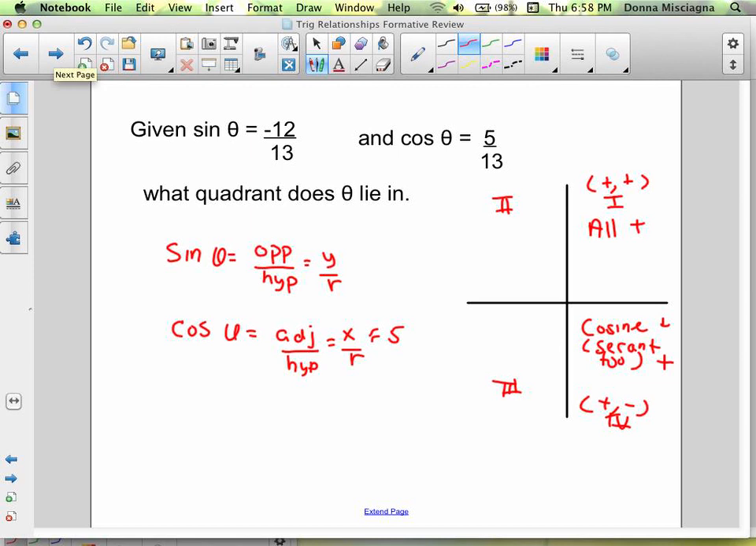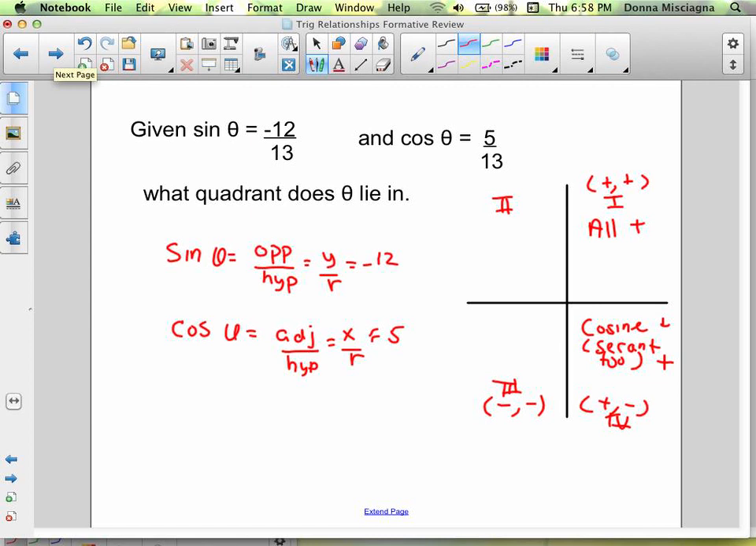All right, so now let's look at sine. If sine is negative, that means that the opposite side is going to be negative. Right? So y is negative. Where is y negative? Well, y is negative in the third quadrant, where they're both negative, and in the fourth quadrant.